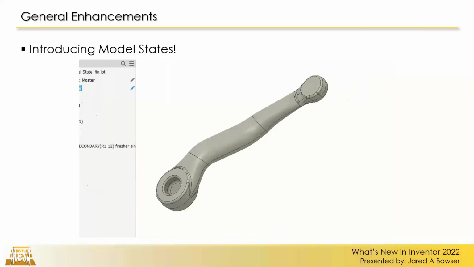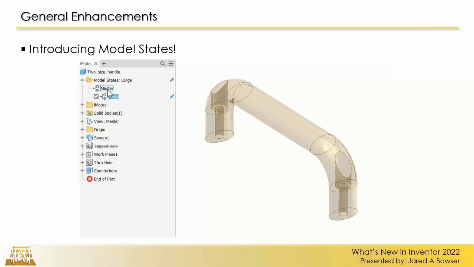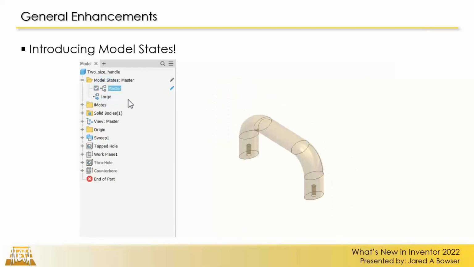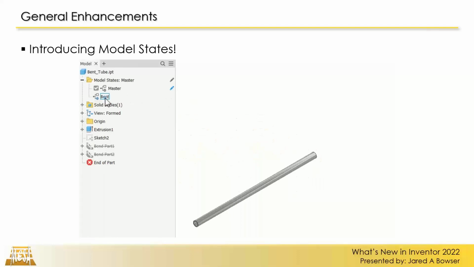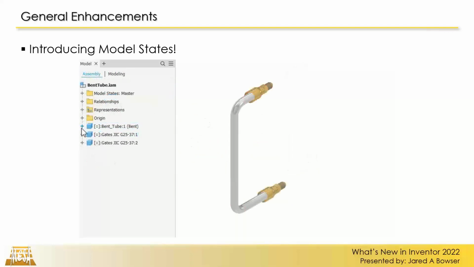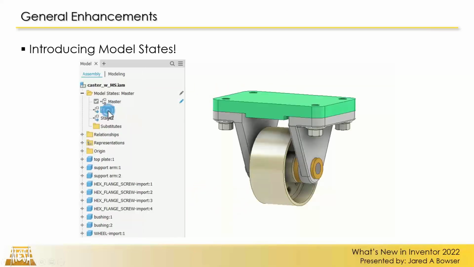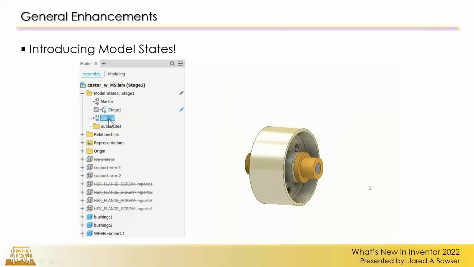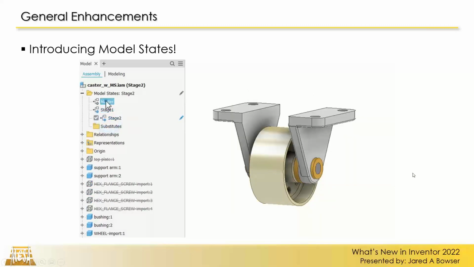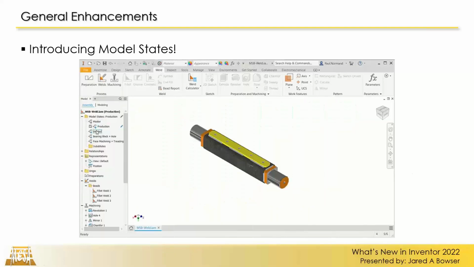So we can represent things like manufacturing stages, simplification levels, product families, or even adjustable or flexible parts. These model states can contain different dimensions, features, components, bill of materials, even iProperties and parameters. You saw some images there of switching back and forth between the different model states in all weldments, assemblies, part files, sheet metal files.